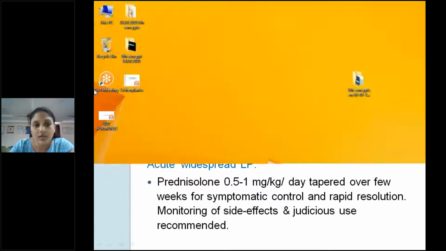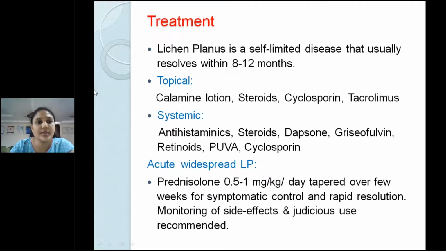So coming to the treatment. How are we going to treat lichen planus? First of all, counseling is very important because it takes a lot of time for lichen planus to completely disappear. The patient will also be a little frustrated because this is quite an itchy condition, and there will be loss of sleep and all. So to counsel them first is very important.